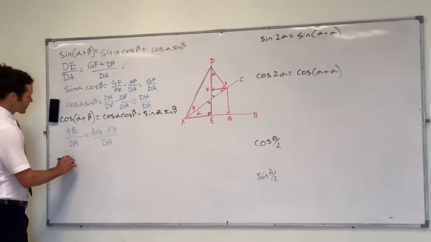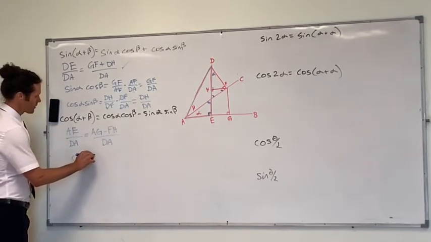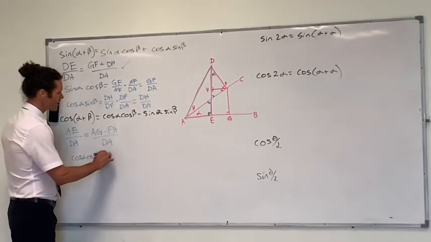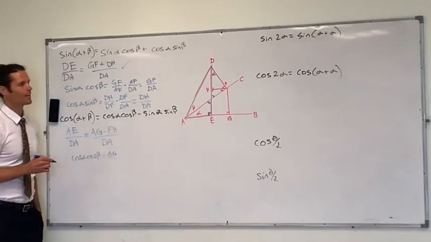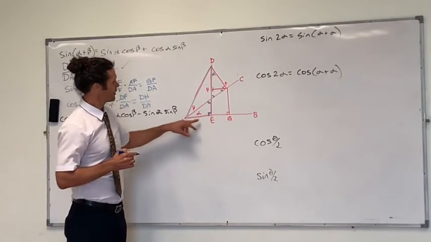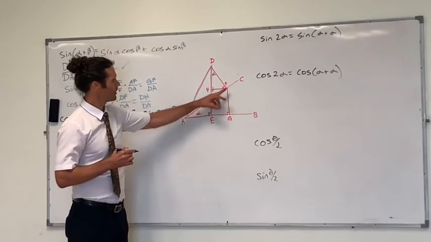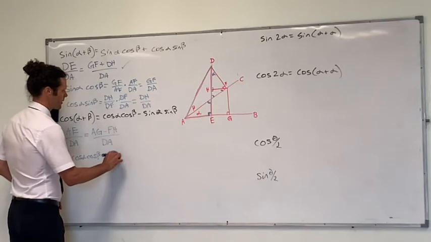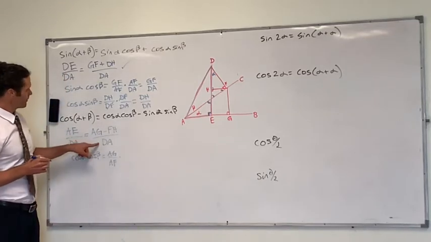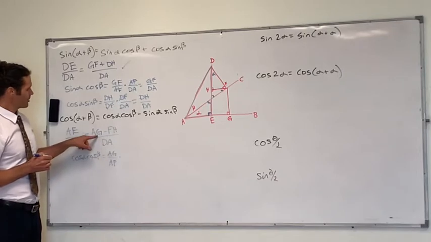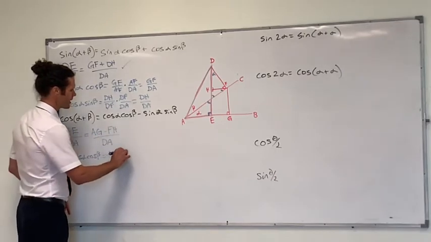And so let's look at cosine alpha, cosine beta. Cosine alpha, cosine beta is equal to AG over AF. Here's our cosine, which is our adjacent side, over our hypotenuse, which is going to be AF. And we want to keep AG on the top, so we're going to get rid of our AF.